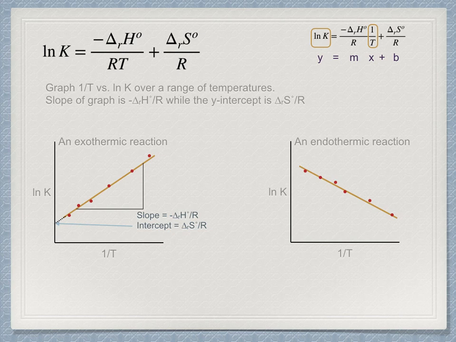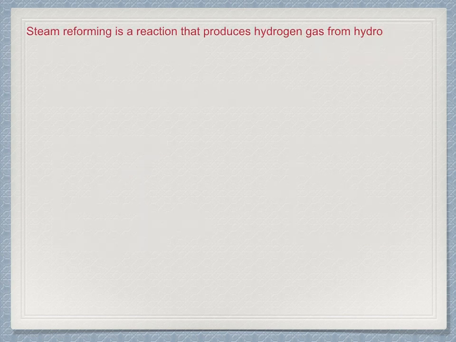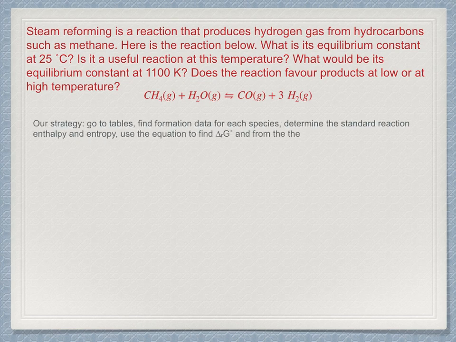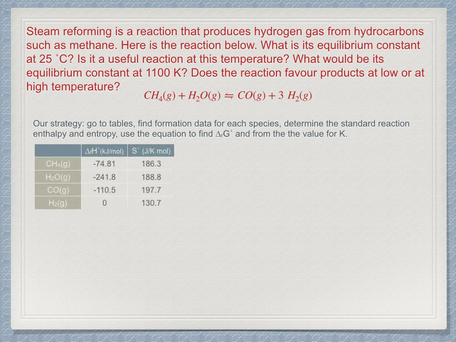So let's return to those questions at the beginning. Here's the first question about the reforming reaction involving methane. Our strategy is to first find the formation data for the reaction participants, determine the standard reaction enthalpy and entropy, products minus reactants, and determine the standard Gibbs energy of reaction with this equation, and turn that into an equilibrium constant. This table shows the formation data for the four reaction participants.